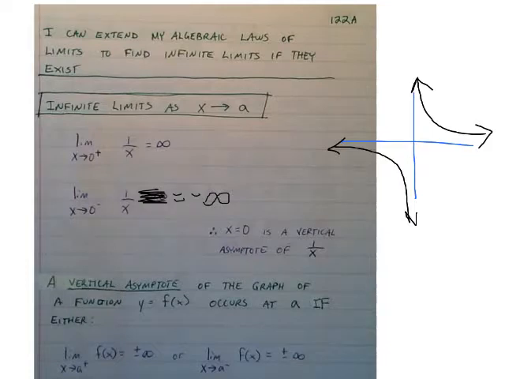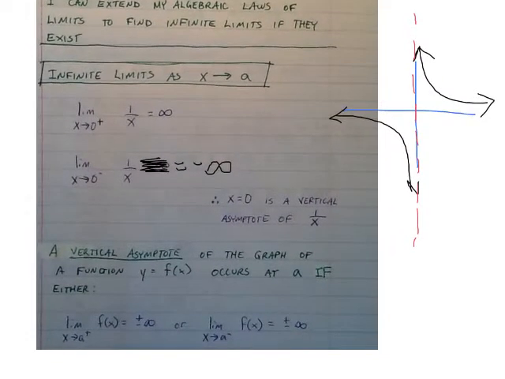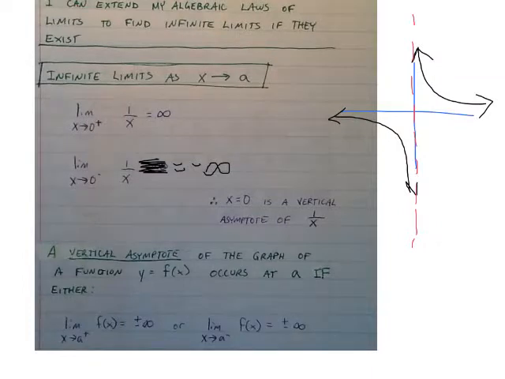Because the left-hand and the right-hand limits both approach infinity, we can consider this a vertical asymptote. So we have a vertical asymptote at x equals 0. And this is actually the technical way that we define vertical asymptotes with limits. A vertical asymptote of the graph of the function y equals f of x occurs at a if either the limit as x approaches a from the positive side of f of x is plus or minus infinity, or the limit as x approaches a from the negative side of f of x is plus or minus infinity.